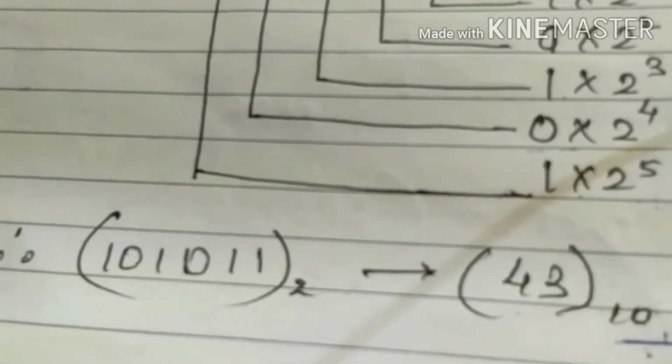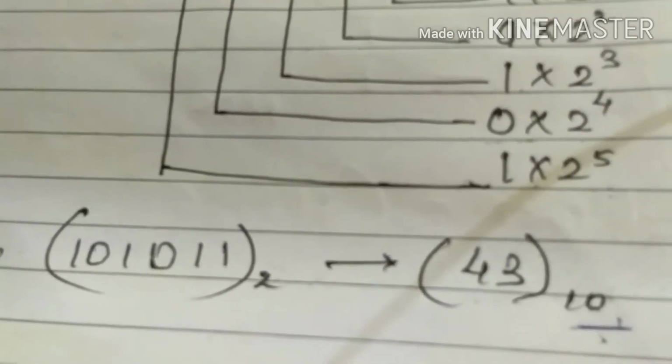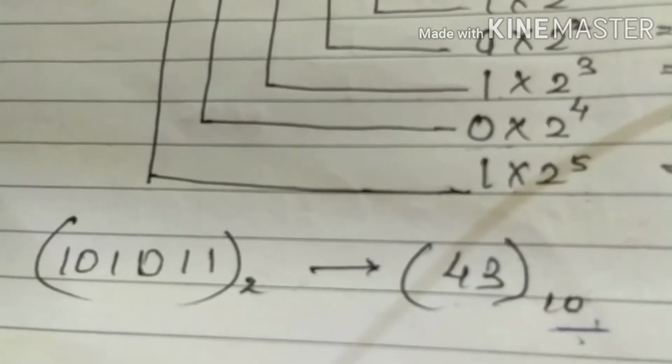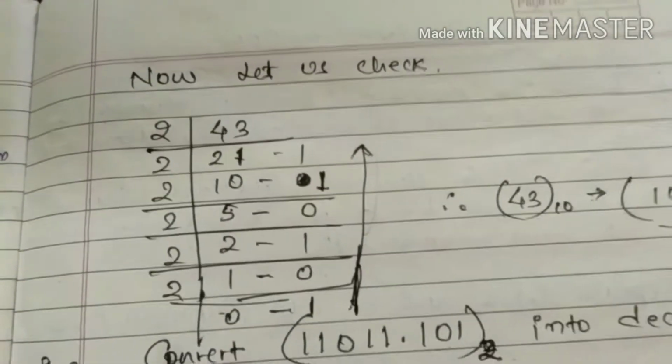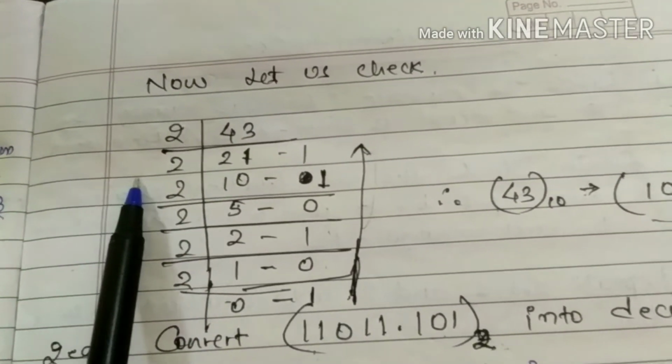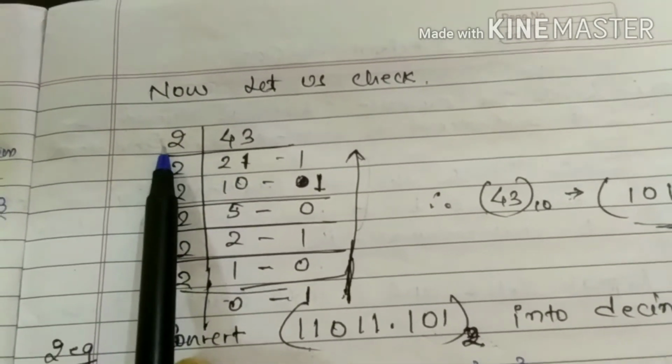Now let us check whether this answer is correct or not. Let me check. Just note it: 101011. This should be the answer if I convert 43, a decimal number, into binary. So let us see. This is my 43 and I have started converting into binary. As we know, for decimal to binary conversion, I have to divide by 2. So I have divided it by 2.